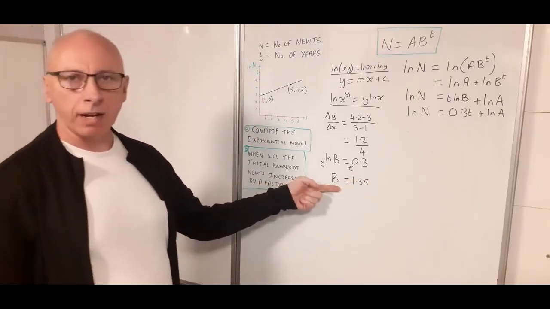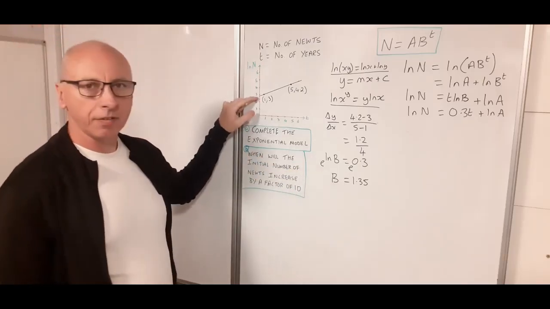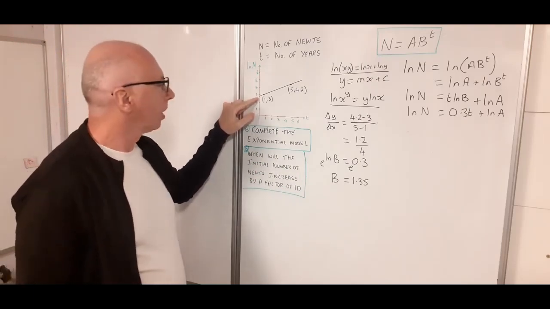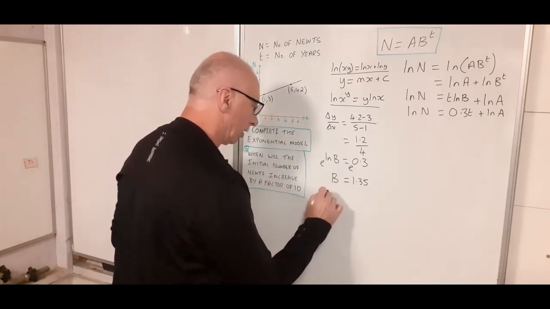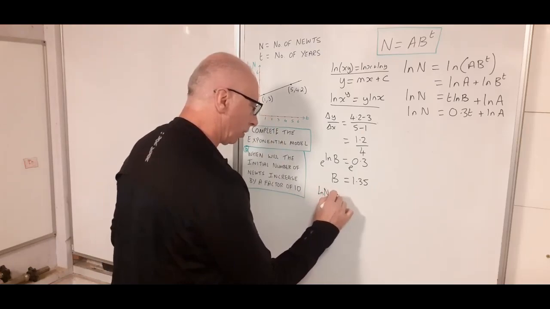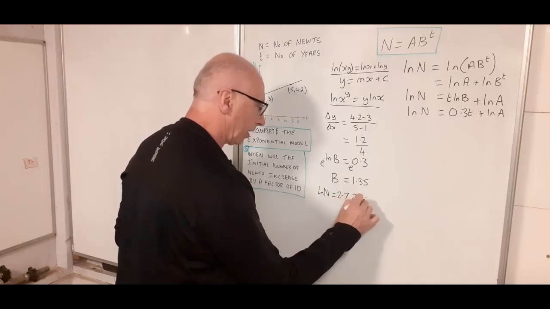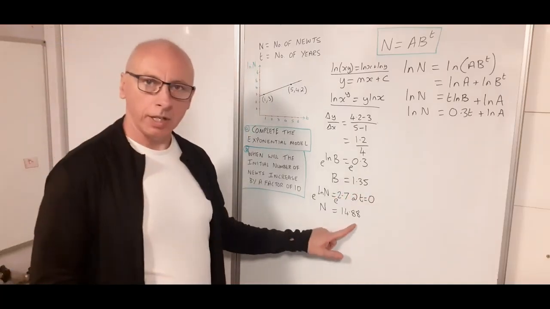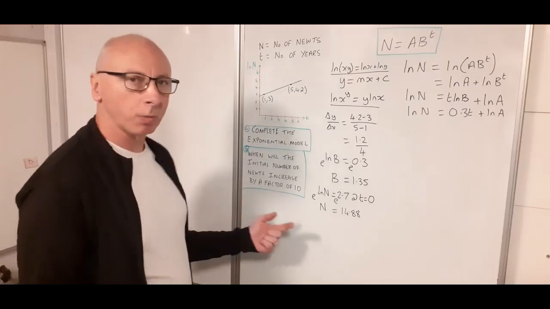Now we need to work out what our a value is. Here on our graph, this is assumed to be around about 2.7. So here ln of n equals 2.7 at t equals 0. Okay, so at t equals 0, n is 14.8. So let's work out what we can do with that.